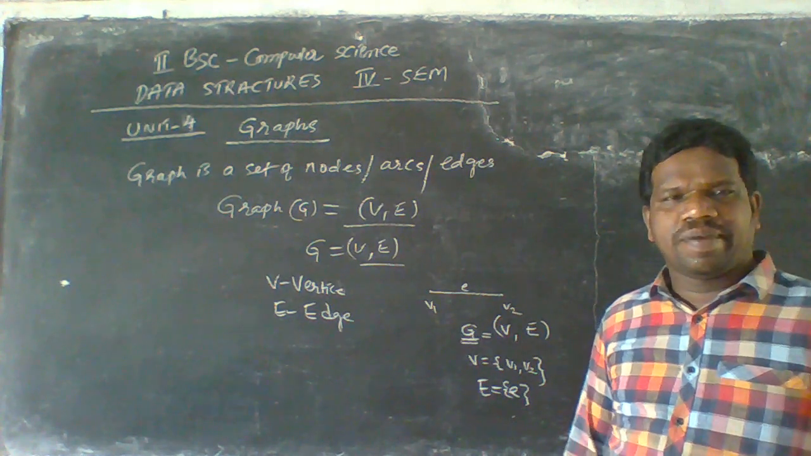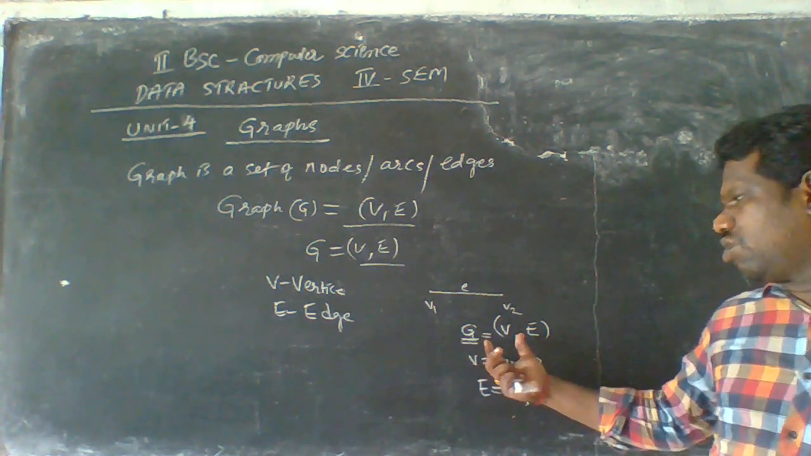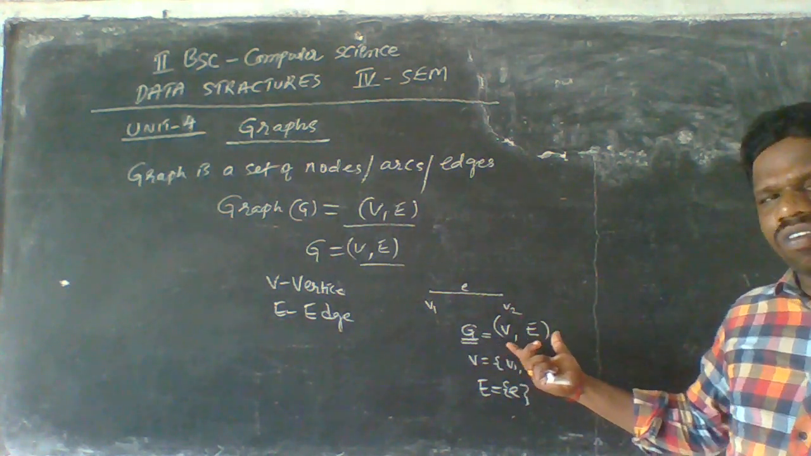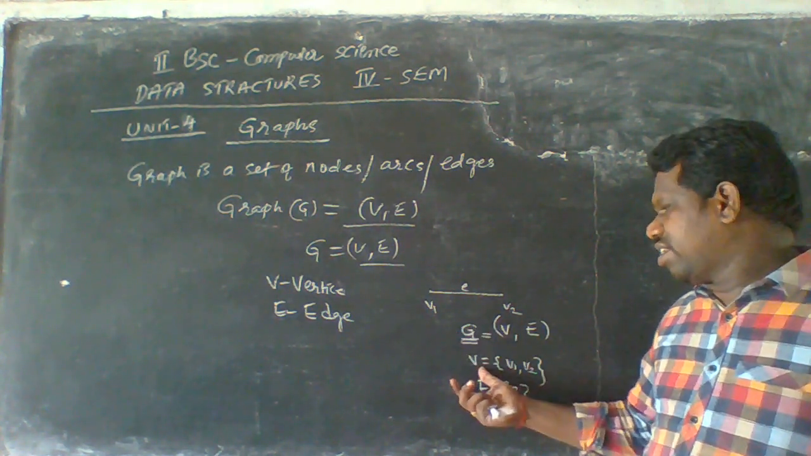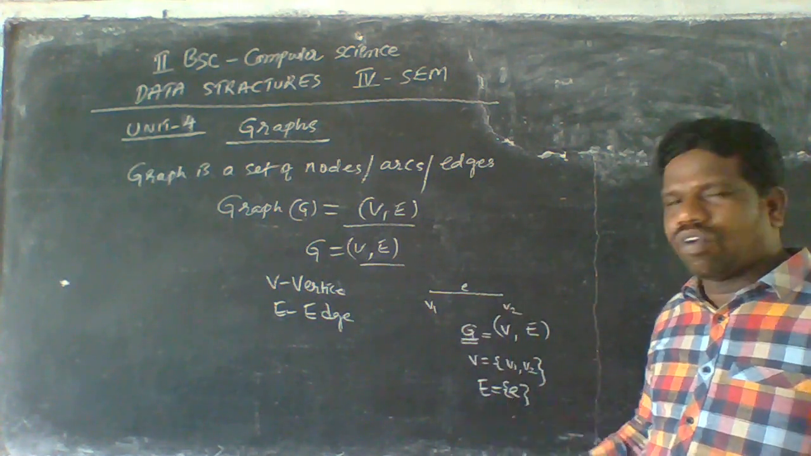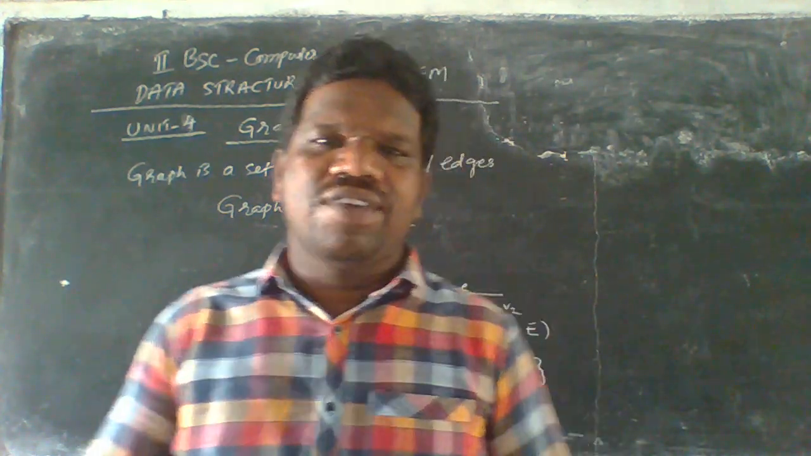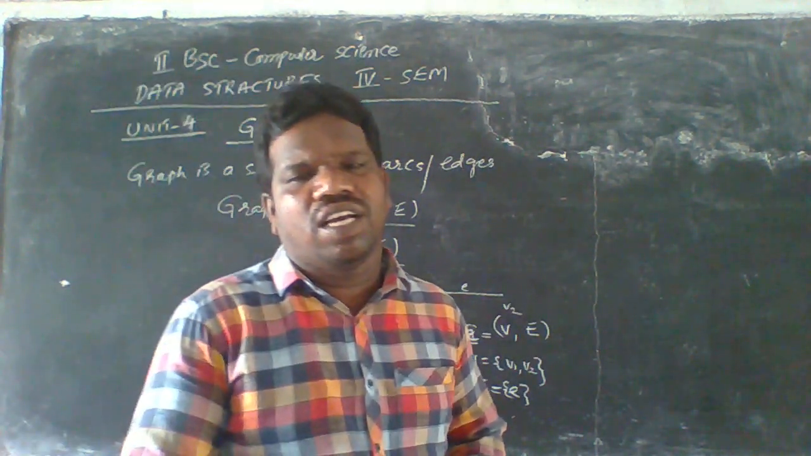Okay, it can be denoted by E here. And so G is equal to (V, E), where V is equal to {V1, V2}, and where E is equal to only E here. This is one of the graphs here.